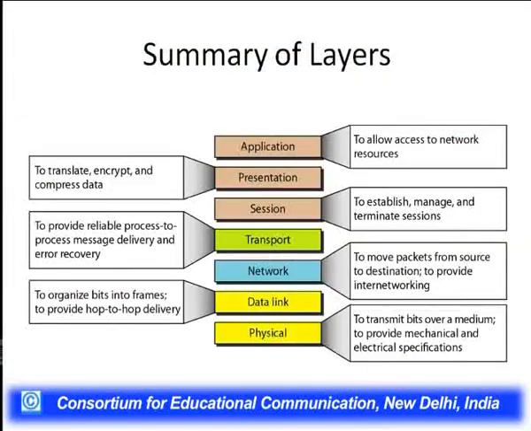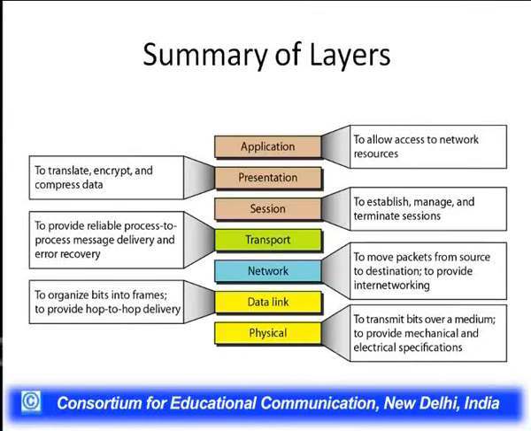So finally, we have seen that there are 7 layers in the OSI model, and in this lecture we have seen the different functions of each of these layers. Different protocols work at each of these layers. So this slide shows the summary of all the layers that we have discussed.